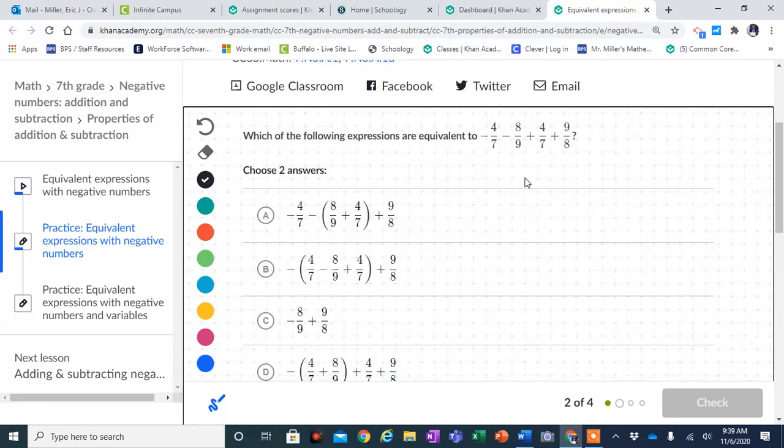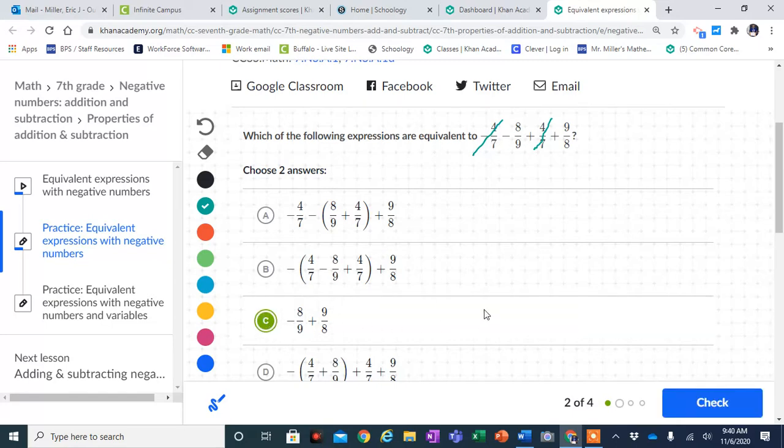Okay, it's the same idea for this one. So we have a negative 4/7 minus 8/9 plus 4/7 plus 9/8. So first of all, you should recognize the negative 4/7 and the positive 4/7 can cancel. They're opposites of each other. One's a positive, one's a negative. So one answer here would be C.